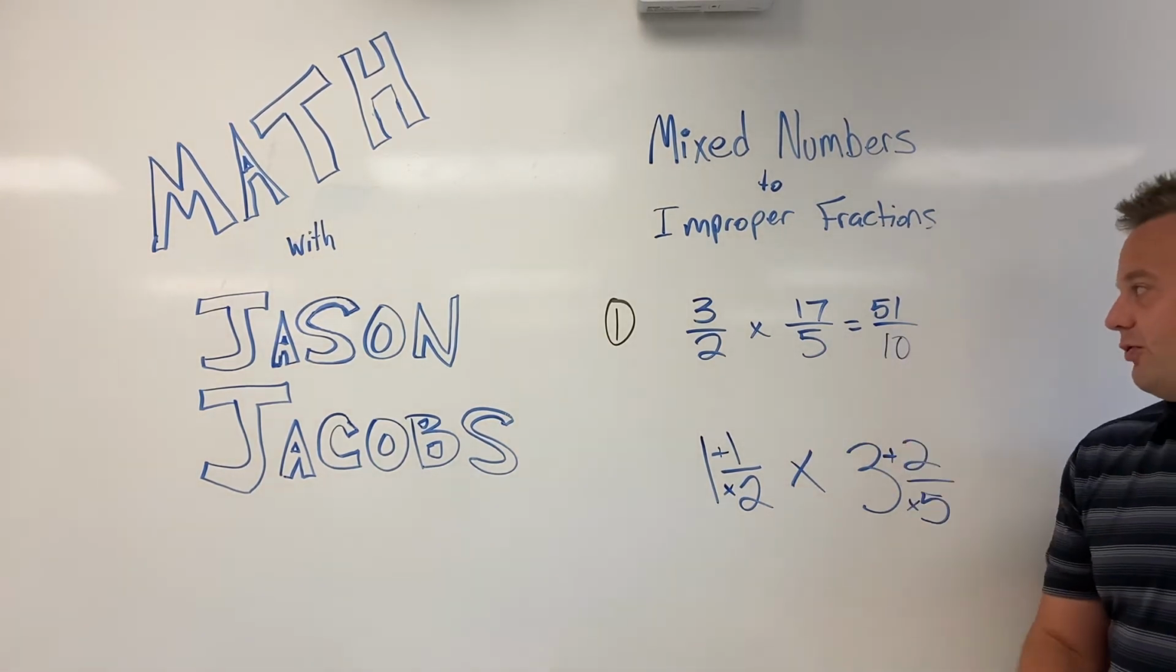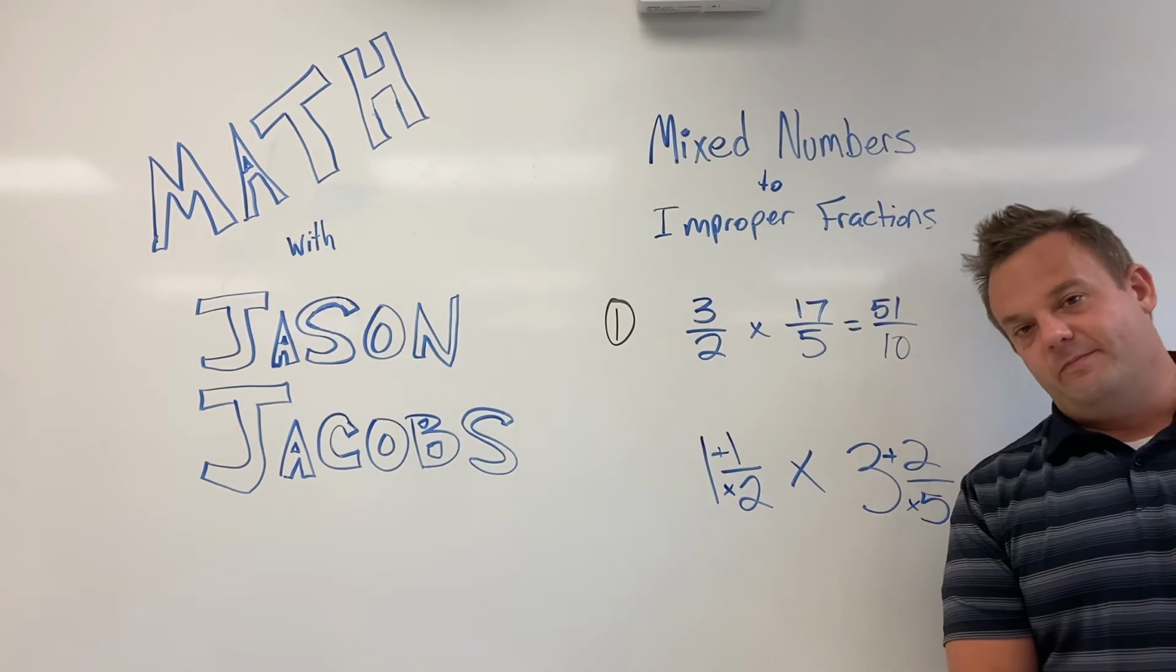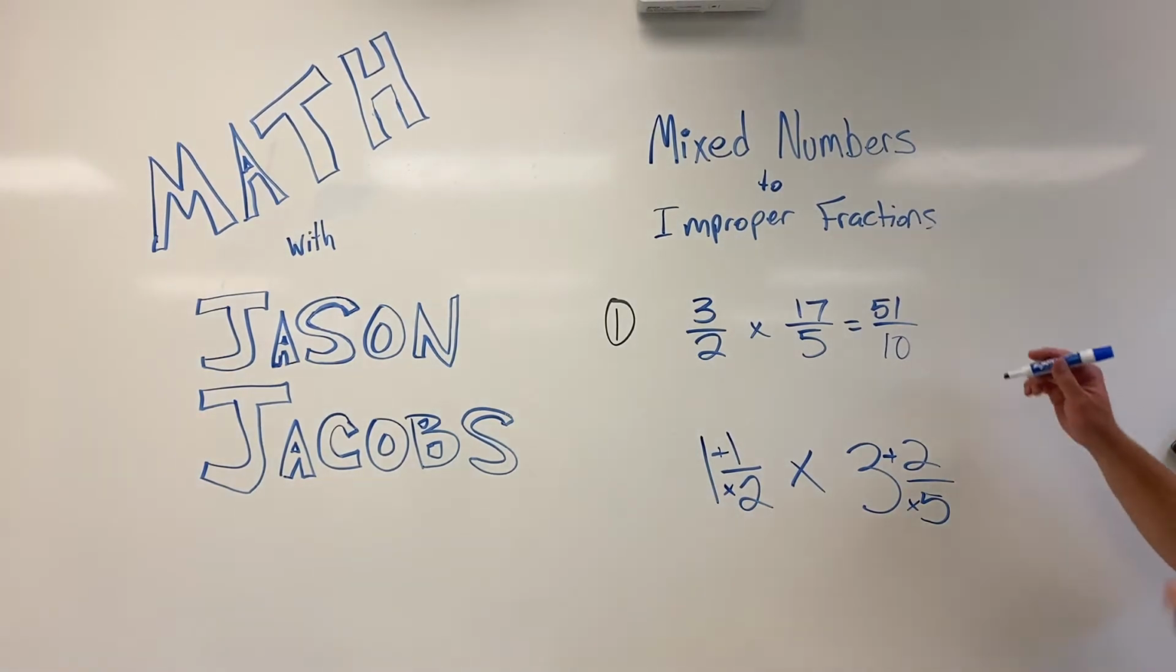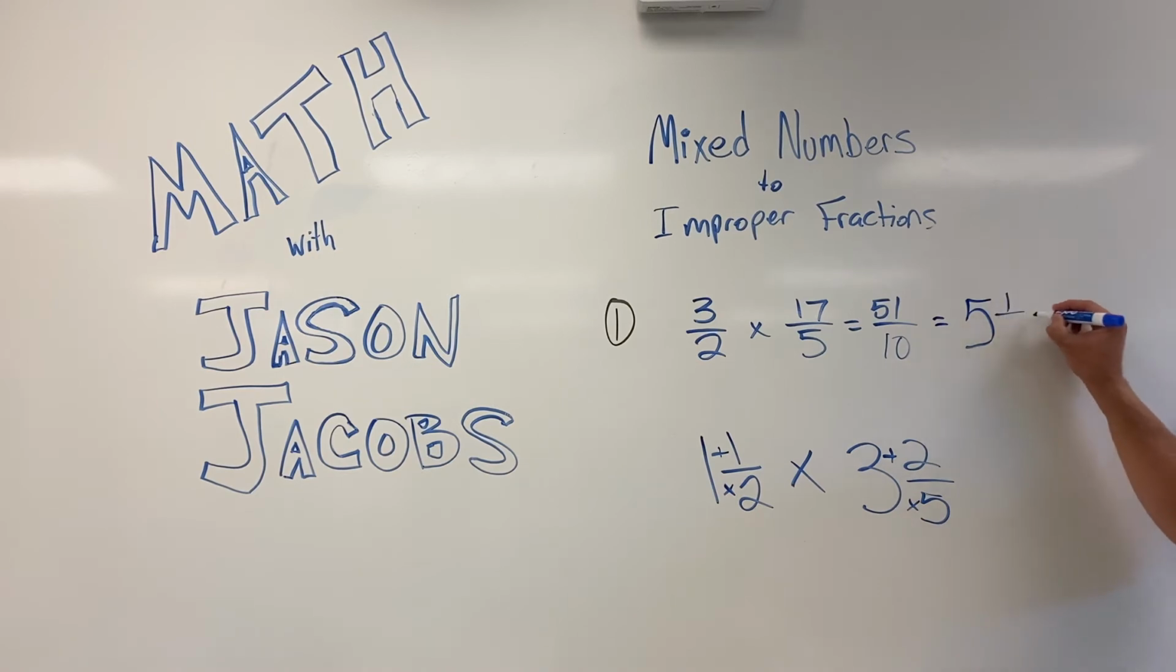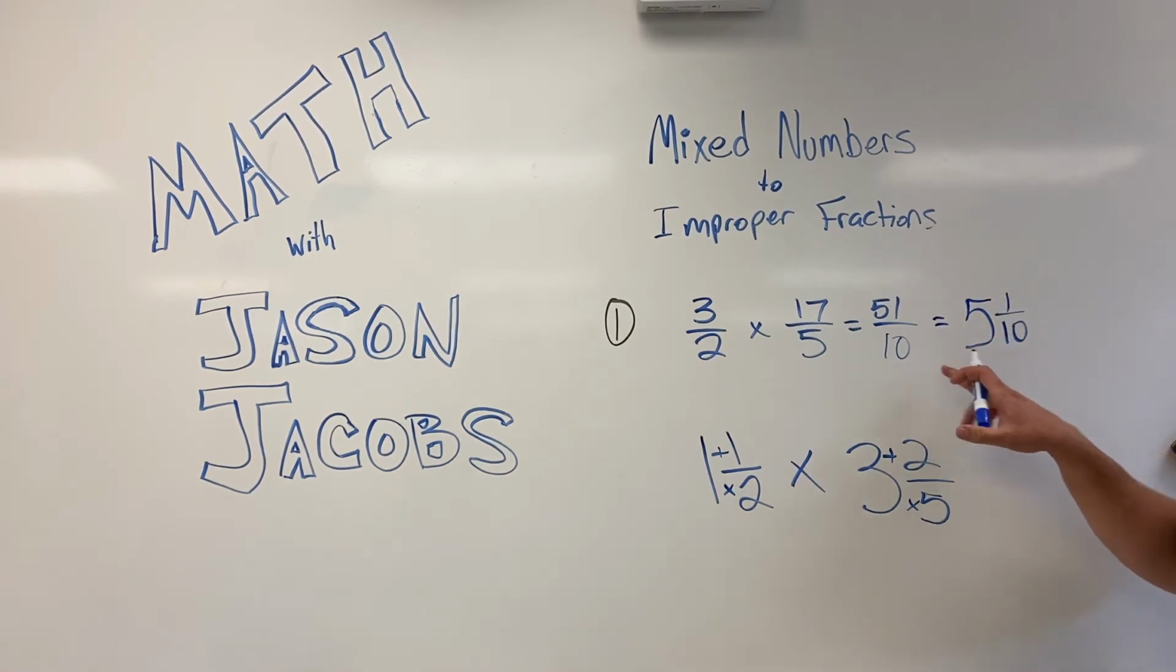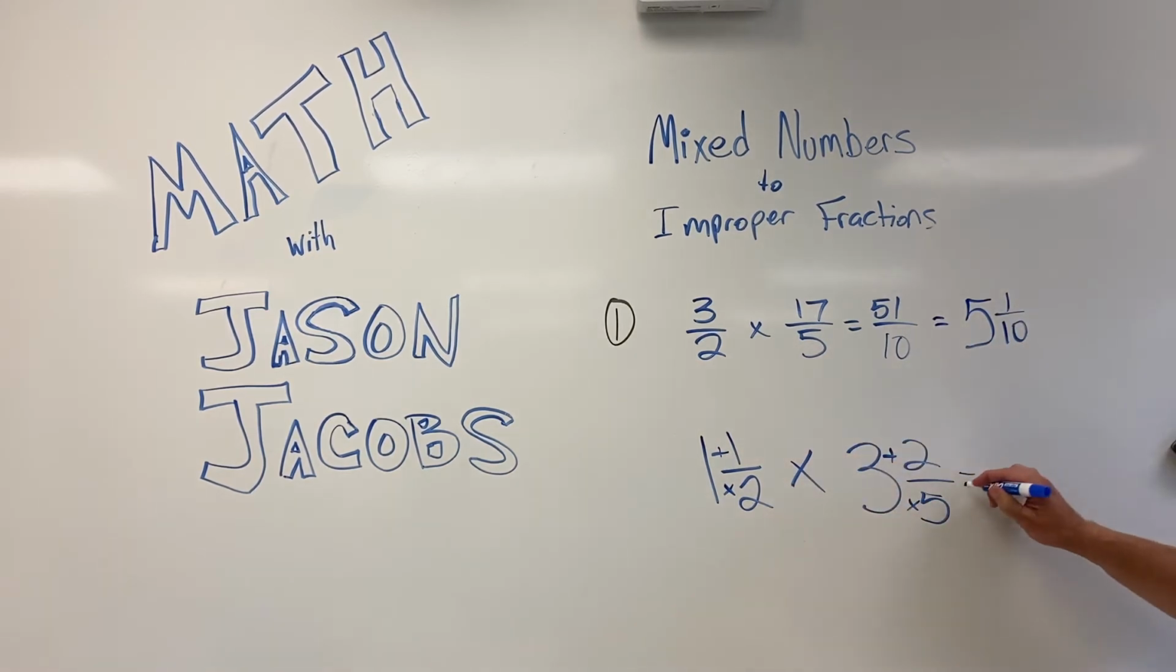So now we have an improper fraction that we have to convert to a mixed number, right? So 10 goes into 51 5 times with 1 left over out of 10. So this equals 5 1/10.